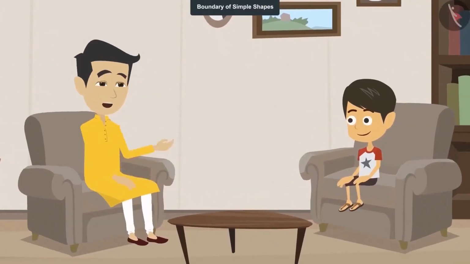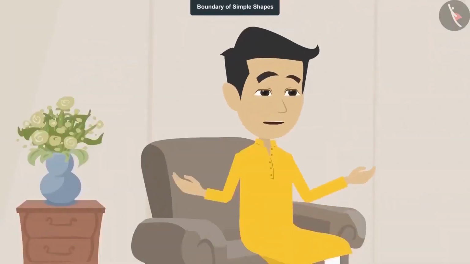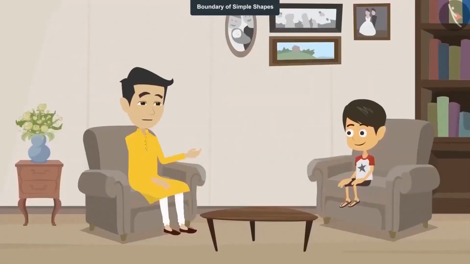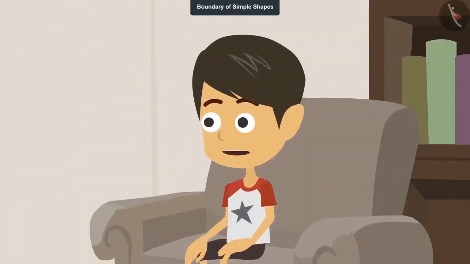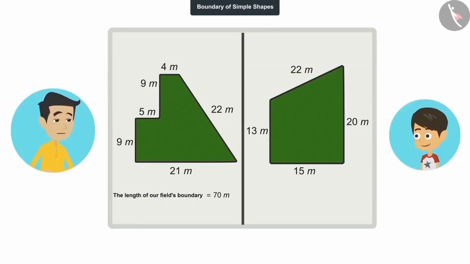Your uncle also wants to put a wire around his farm's boundary. We measured the boundary of our farm yesterday. Now you can measure the boundary of uncle's farm as well. Then we can bring wires for both the farms together. Okay, tell me the shape of their fields and the measurements of all the sides of the farm. Here it is. I have already made it on the same paper on which we measured our field yesterday.